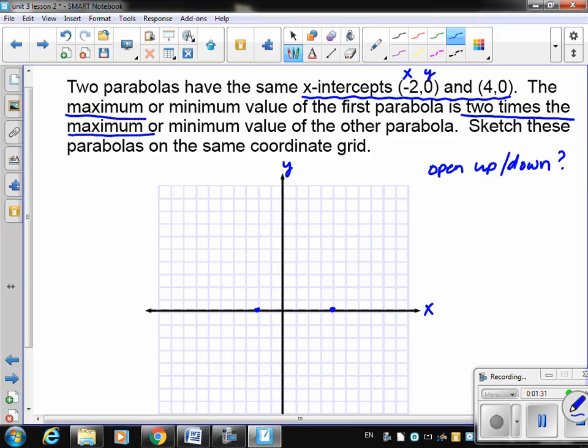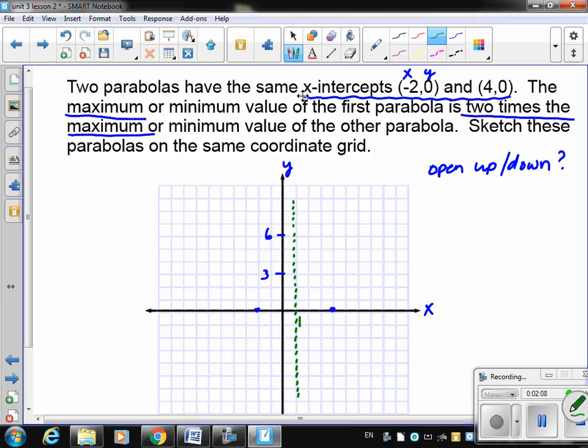So if I choose to have one of my maximums at a value of 3, for instance, then the other one would have a value of 6. Or one would have a value of 3, the other would have a value of 1.5. There's a lot of possibilities here, so there is definitely more than one right answer. I just need to put my maximum values at the correct place, and I know that the vertex lies exactly in the middle of my two x-intercepts. So exactly in the middle is a value of 1.